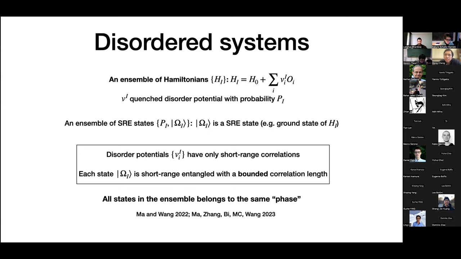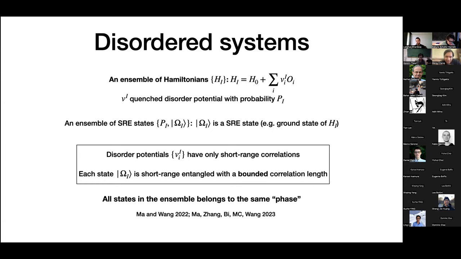I want to put out this notion of a short-range entangled ensemble, since now we are deviating from the more conventional setting of thinking about the ground state as a single pure state. Here we have an ensemble of ground states, but it's not a very significant deviation because each of them should be short-range entangled. That can be kept, and we take all of these to belong to the same phase, so we don't have two different phases showing up in the same ensemble.